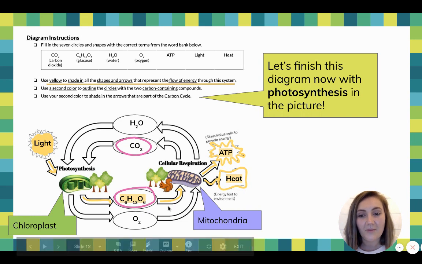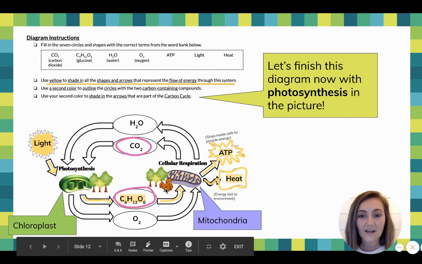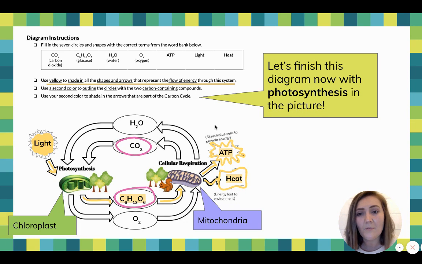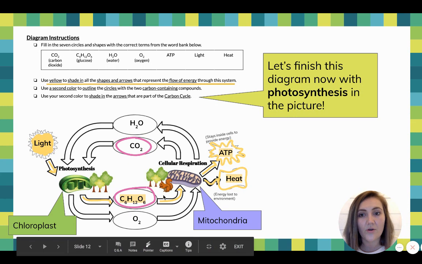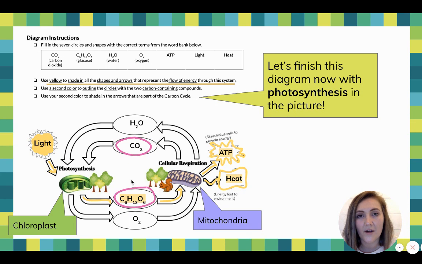All right, next part we're going to do is using our second color, pink. So we already know that glucose is going to be broken down by the mitochondria and finish cell respiration to produce ATP. But let's look at how this refers to the carbon-containing compounds. So we already circled those, so that's carbon dioxide and glucose. But let's just show how these are cycled between the carbons in these two processes of photosynthesis and cell respiration. So using your second color, I'm using the color pink.